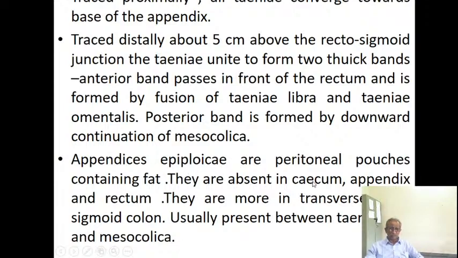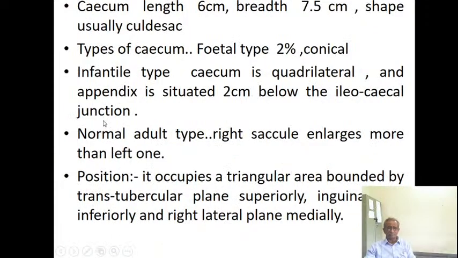Appendices epiploicae are peritoneal pouches containing fat. They are absent in the cecum, appendix and rectum. So the cecum, appendix and rectum do not have appendices epiploicae, and they are more numerous in the transverse and sigmoid colon, usually present between the tinea libera and tinea mesocolica. Now, taking each one: cecum length about 6 cm, breadth 7.5 cm, shape usually pyramidal.